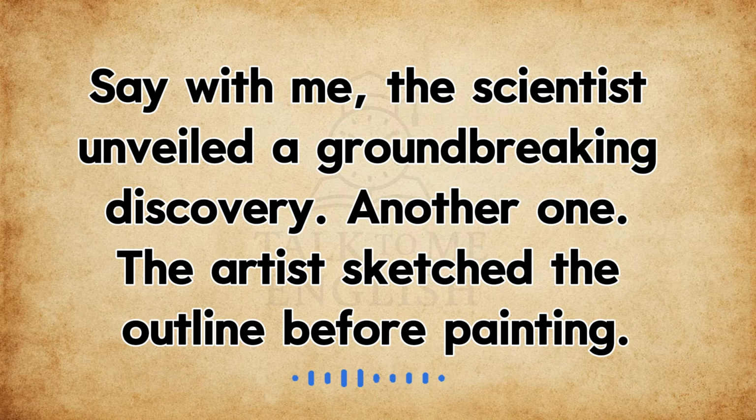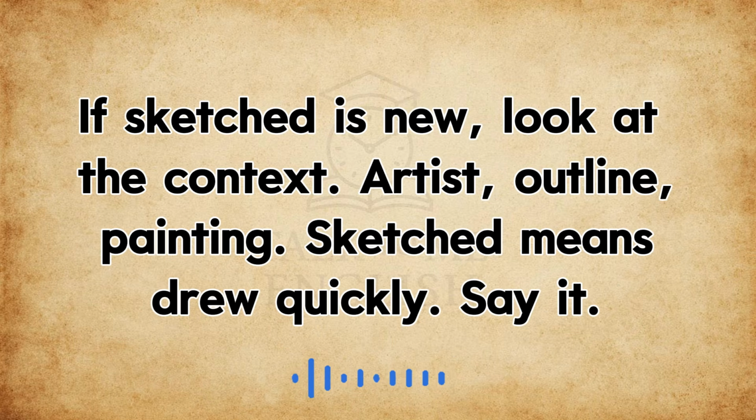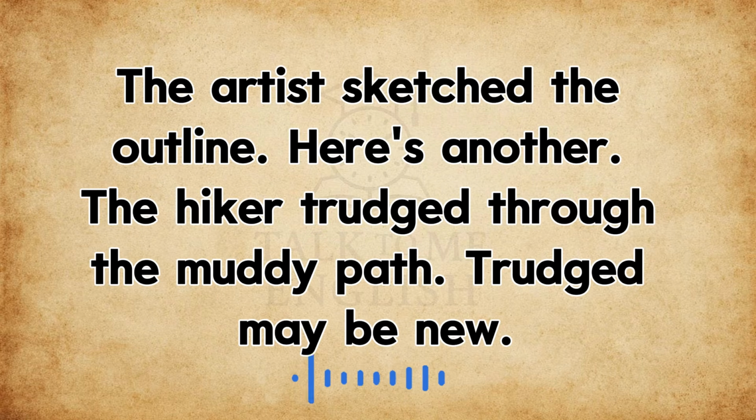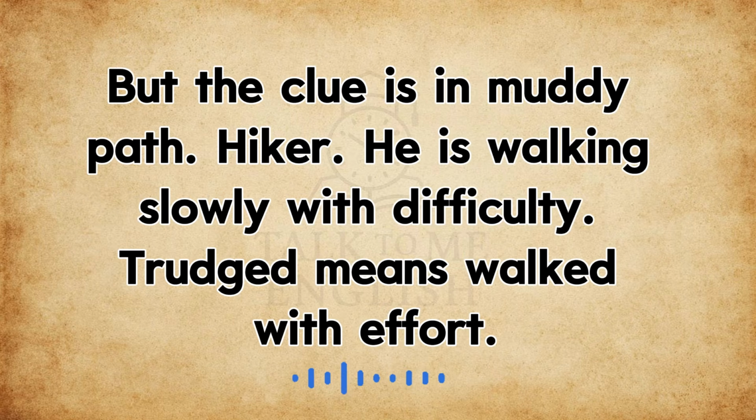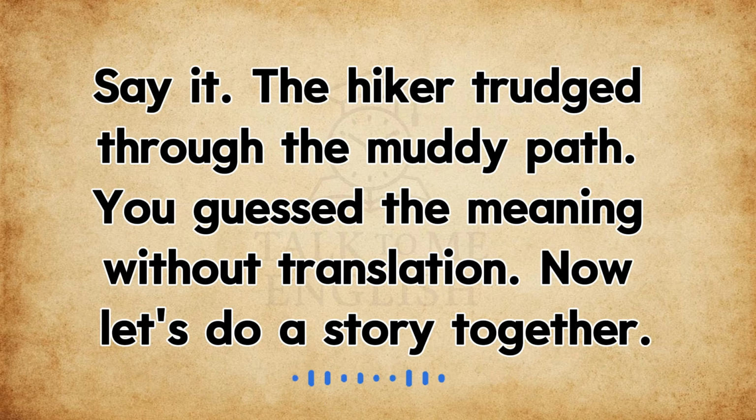Another one. The artist sketched the outline before painting. If sketched is new, look at the context. Artist, outline, painting. Sketched means drew quickly. Say it. The artist sketched the outline. Here's another. The hiker trudged through the muddy path. Trudged may be new, but the clue is in muddy path. Hiker. He is walking slowly with difficulty. Trudged means walked with effort. Say it. The hiker trudged through the muddy path.